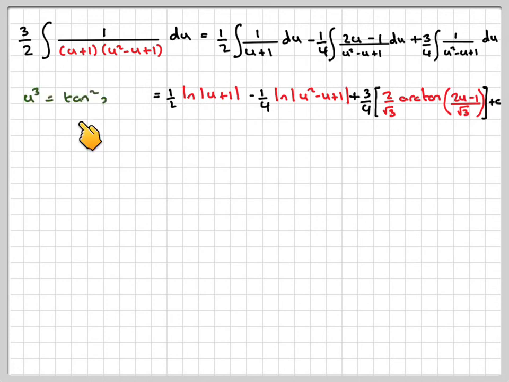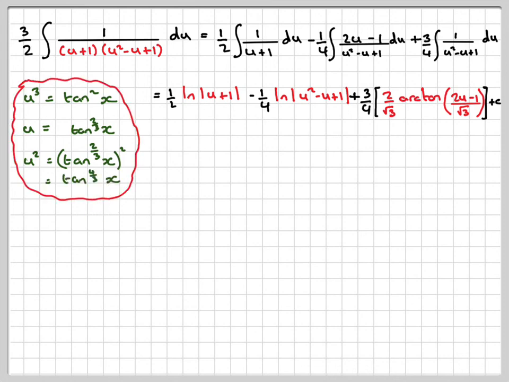Right, u cubed was tan x. That was our original substitution, which means that u is going to be the cube root of tan x, so that'll be tan to the 1 over 3 x. That means u squared will be tan to the 2 over 3 x. But having thought about it, I think it will be better to write it as tan to the 2 over 3, which means it's tan to the 4 over 3 x.